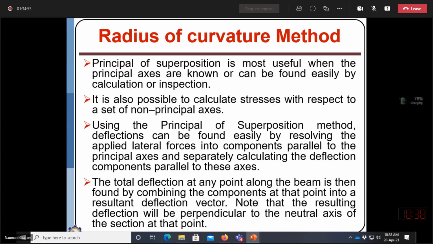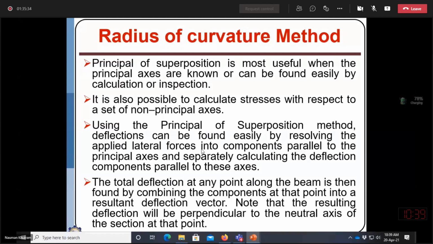Actually, we have already discussed that the flexure equation that we have derived is only applicable if moments are acting about the principal axis, or if the bending is symmetrical. If the moments are not acting about the principal axis, then we resolve the moment into two components, or the load into two components, and each component is resolved along the principal axis. Then we determine the flexure stress due to the Mx moment separately, and the stress due to the My moment, the moment acting about the y axis, separately.